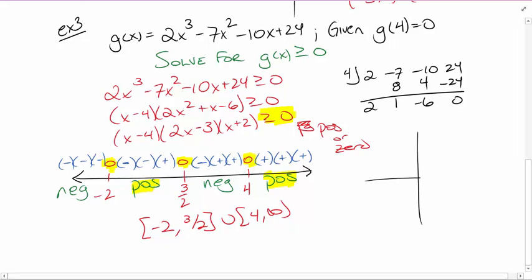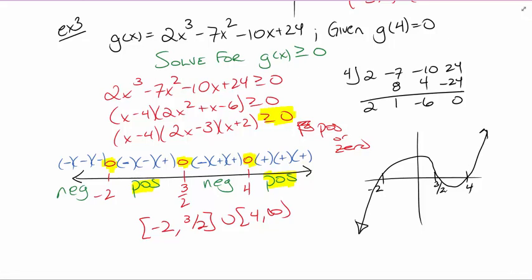Let's remember the graph of this function. This is a cubic. It's a cubic that crosses the x-axis at -2, at positive 3/2, as well as at positive 4. Normal end behavior for a cubic. When is this function above or on the x-axis is what we're looking for, because we were told to be going from a greater than or equal to 0.